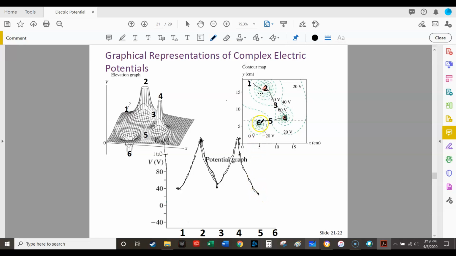And then here we go to 6. Well, this is negative 20. This next line might be negative 40. So I'm just going to guess that 6 is way down here. And when we get to 5, this next one, if the voltage difference is 20 volts in between each of these lines, then this has to be 0, right? And it is. So that means the 0 point is about right here.